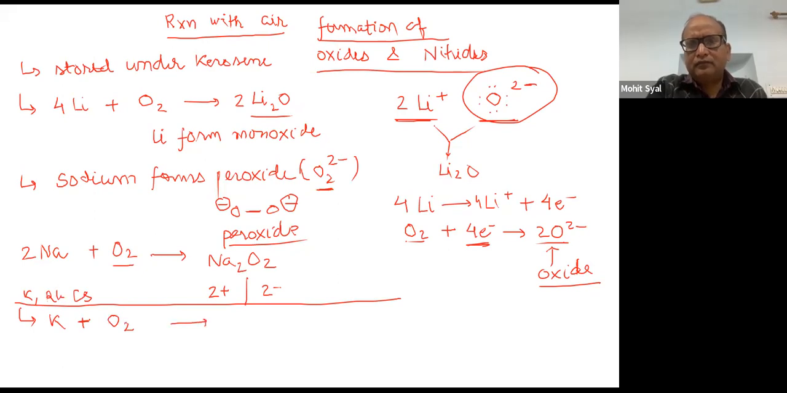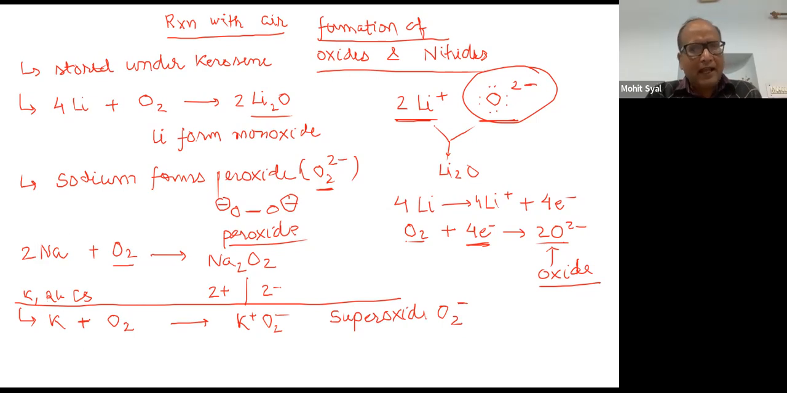Superoxide is O2 with -1 charge. How many electrons will be there on this superoxide? The oxygen molecule has 16 electrons, right? 8 into 2, each one having 8, that is 16. And if you put one minus extra, it means there is one electron extra. So it will have 17 electrons, right?